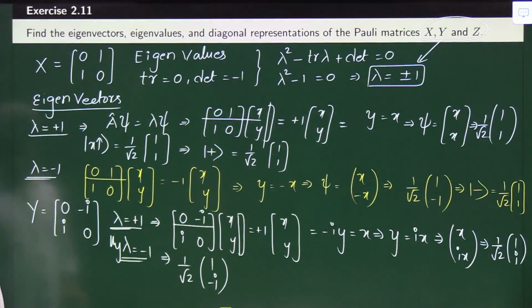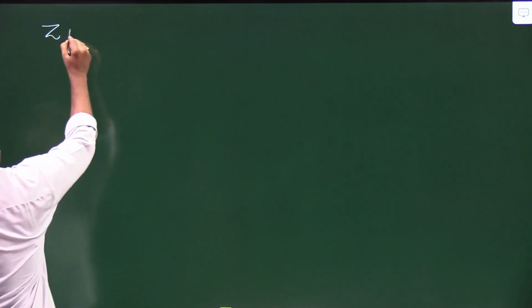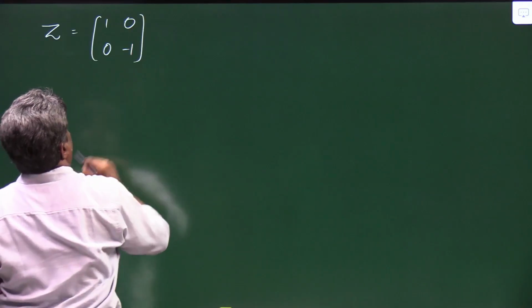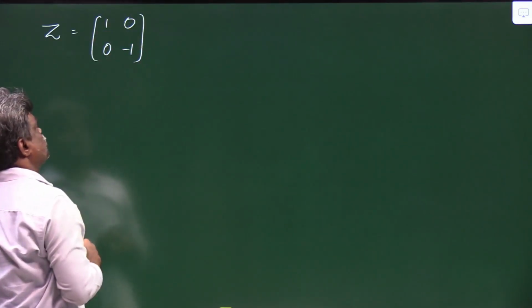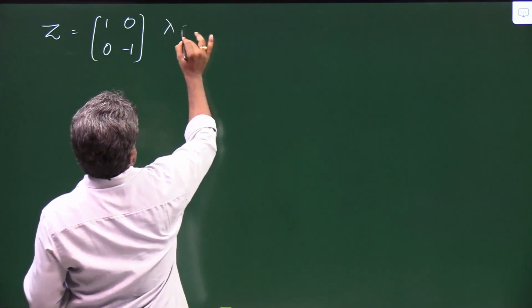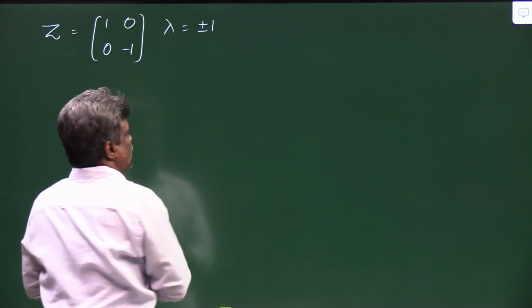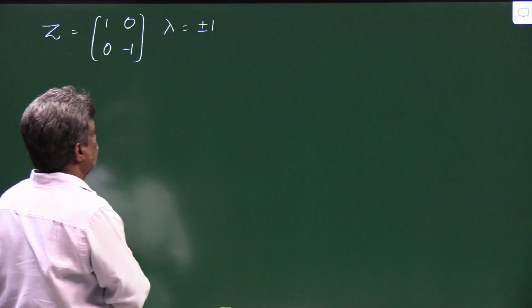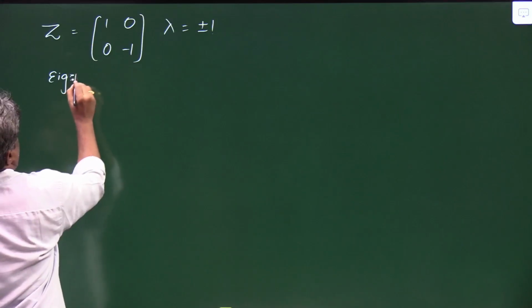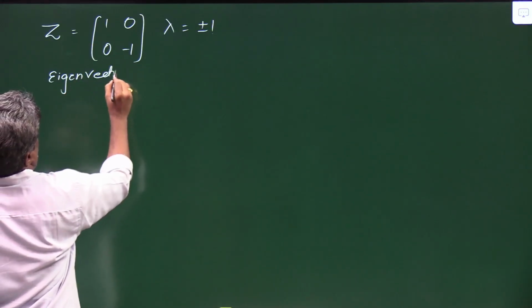And next we have the Pauli Z matrix. So this is [[1, 0], [0, -1]]. Here also it is the same: trace is equal to 0 and determinant equal to minus 1. That's why eigenvalues are lambda equal to plus or minus 1. Fine. So now we are going to find the eigenvectors corresponding to this Pauli Z matrix.